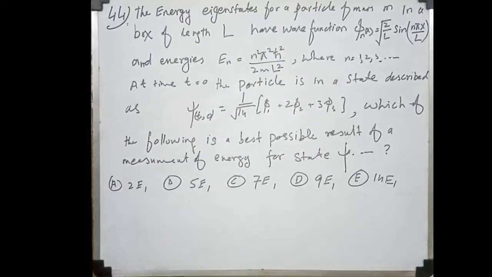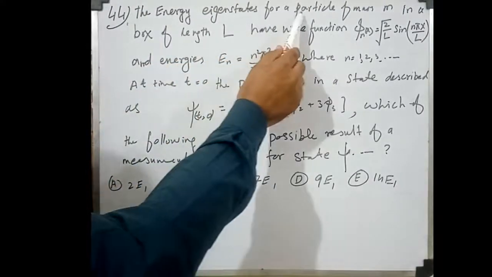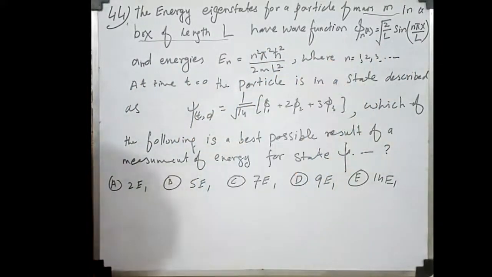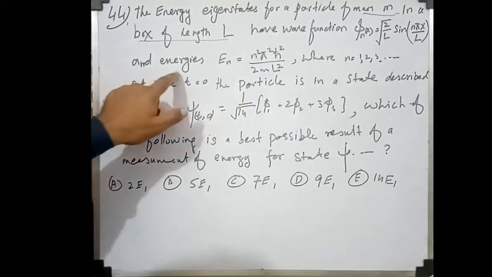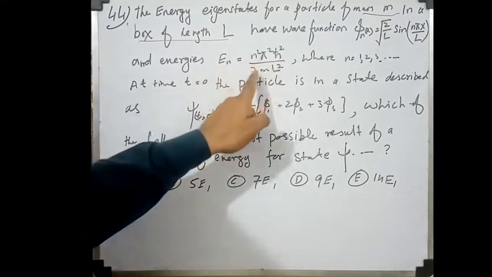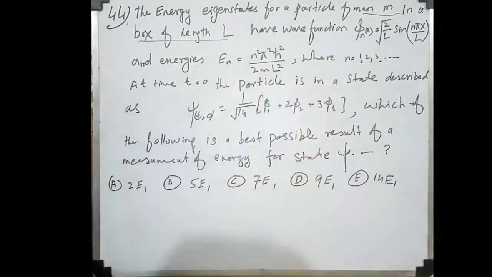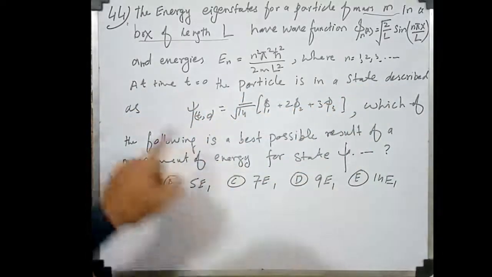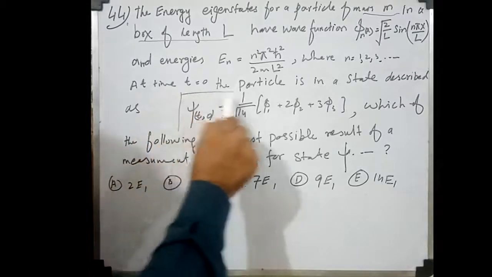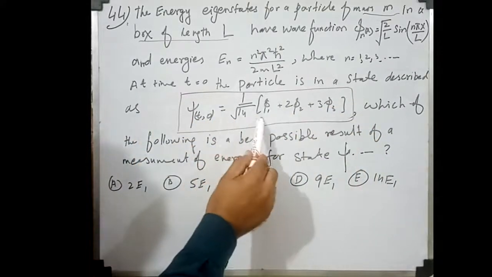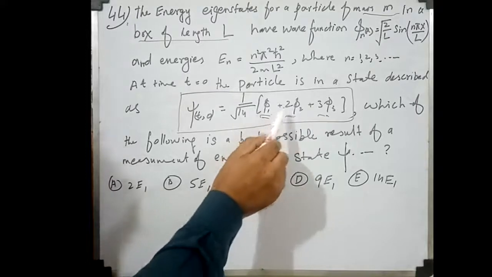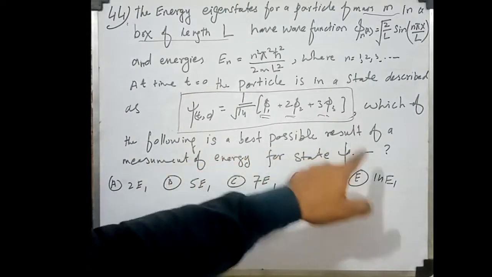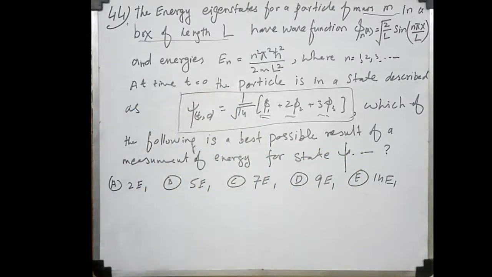Next, problem 44. The energy eigenstate for a particle of mass m in a box of length L having a wave function phi equal to root 2 over L sin n pi x over L and energies En is equal to n square pi square h cut square over 2 m L square, where n starts from 1, 2 and so on. At time t equal to 0, the particle is in the state described as this. This is the state of the particle, a linear combination of three states: phi 1 plus 2 phi 2 plus 3 phi 3. Which of the following is a best possible result for the measurement of energy for state psi?